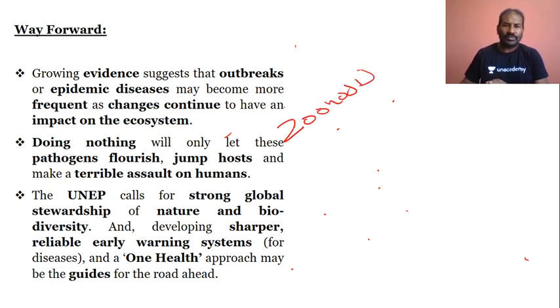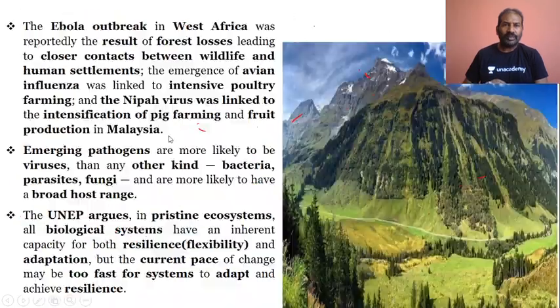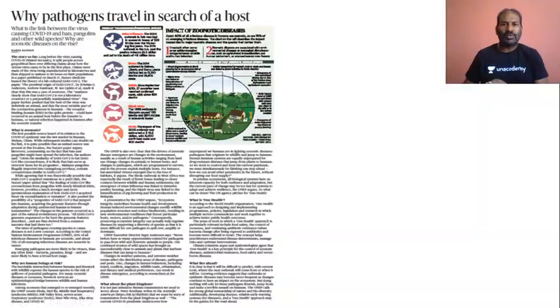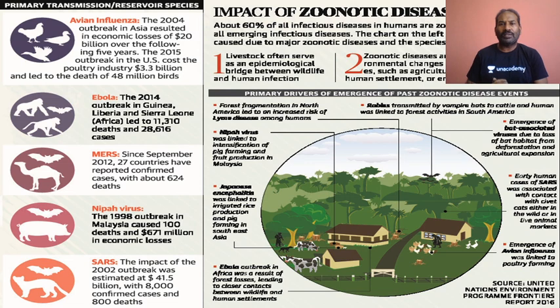And that is what the topic was in regards to: the impact of zoonotic diseases. So we have seen Ebola in 2014, we have seen MERS in 2012, we have seen Nipah virus in 1998, we have seen SARS in 2002, we have seen also avian influenza in 2004.